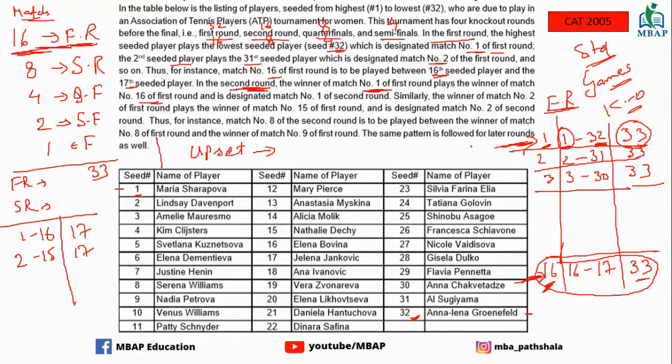In the second round, in the explanation that I'm giving you, this is again the winner of match number 1 versus the winner of match number 16. That's a total of 17 here again. Then 3 and 14, and likewise it will keep on going. I hope this entire explanation is clear in terms of how the knockout is happening.